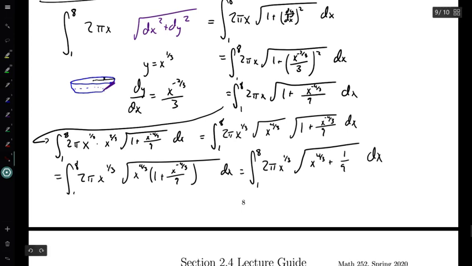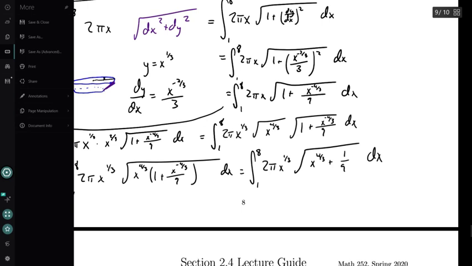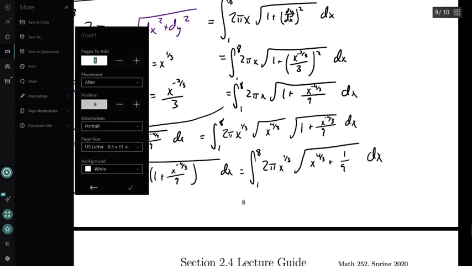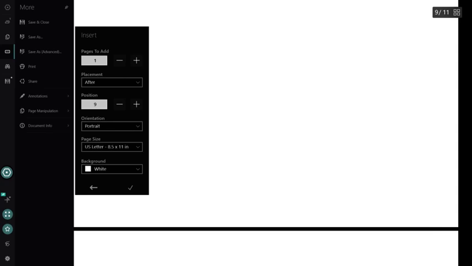Whew. All right, so after all that arithmetic, what exactly did that get us? Well, notice that the thing under the square root here, this x to the 4/3 plus 1/9, its derivative, which is something times x to the 1/3, is floating around outside of the square root. And so what we're going to do here is a u substitution with u being that x to the 4/3 plus 1/9.